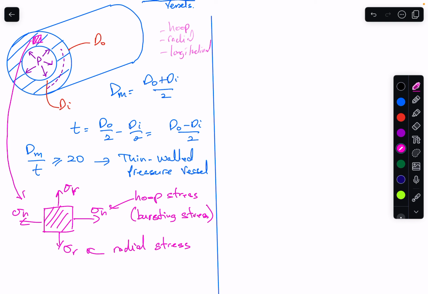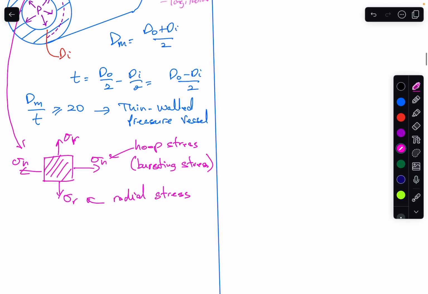This is looking at it on the pressure vessel if you were to cut a slice straight. If you look at it from this end here, then we have our longitudinal stress and our hoop stress. Our radial stress will be coming out of the page in this case.